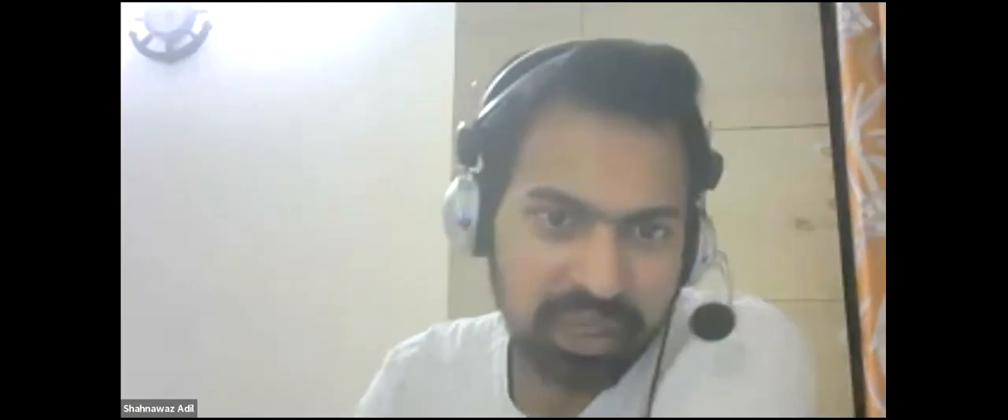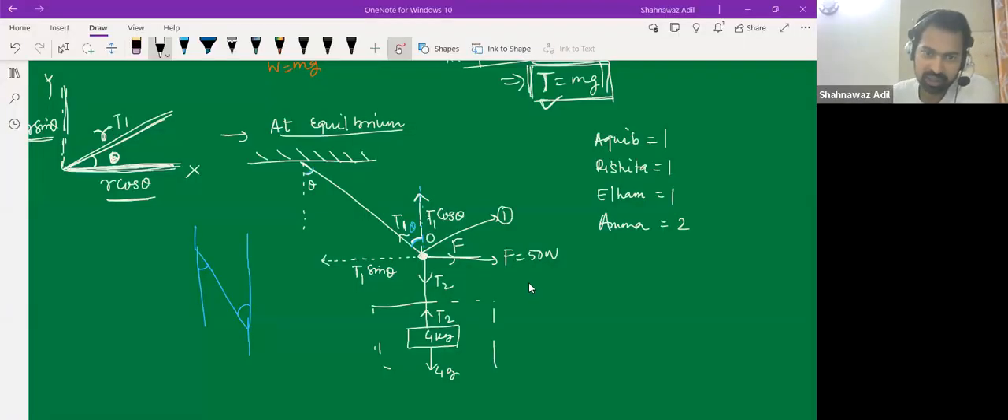Yes, sir. Okay, so now the whole system is in equilibrium, right? I have pulled this string. This point has not moved, which means that this point is in equilibrium, and this thing is not moving upward or downward, which means that this point is also at equilibrium. Correct, guys? Yes, sir. Okay, so now let us draw the free body diagram.